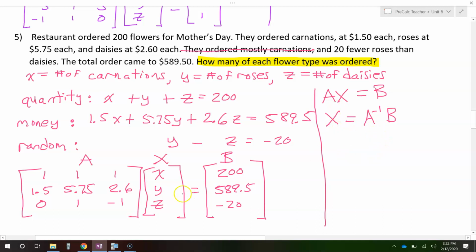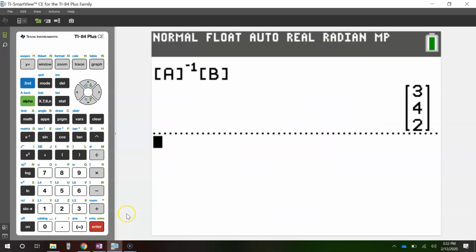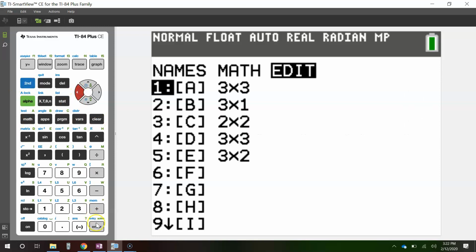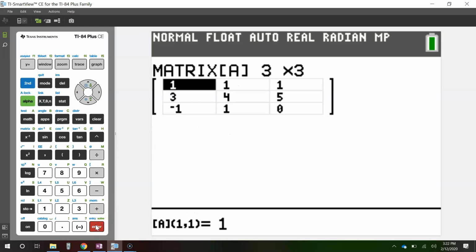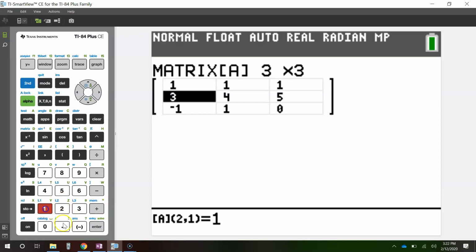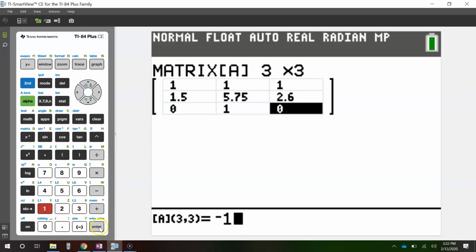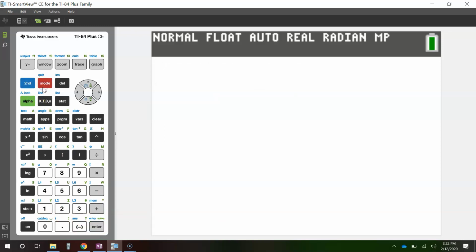Now I'm going to go to the calculator. So get ready to read me these numbers, please. Okay. So second matrix, switch to the edit menu. Make sure it's 3 by 3. Okay, the first row is 1, 1, 1. I remember that. Okay, read me the second row, please. 1.5, 5.75, 2.6. Okay, in the last row. 0, 1, negative 1. Okay, quit out of a matrix.